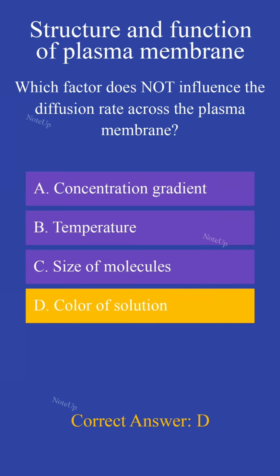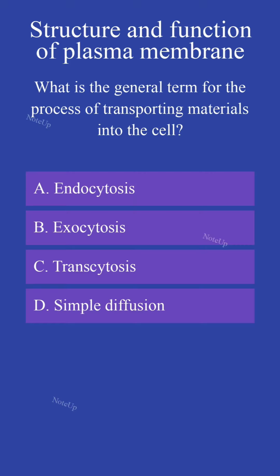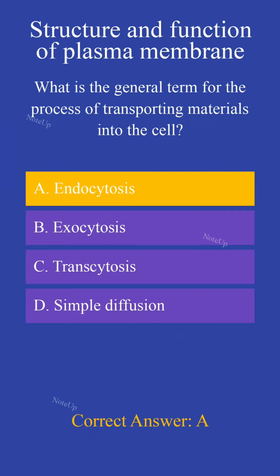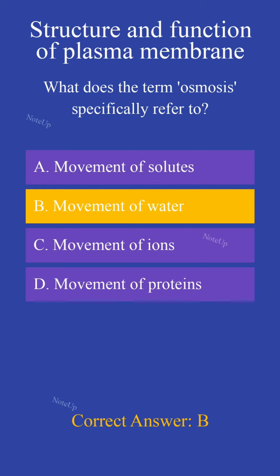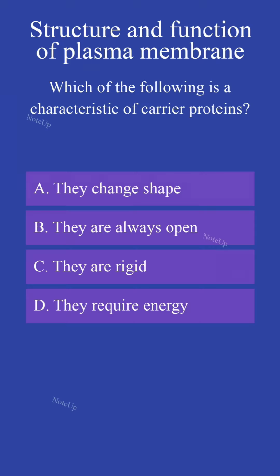Color of solution. What is the general term for the process of transporting materials into the cell? Endocytosis. What is the term osmosis especially referred to? Movement of water. Which of the following is a characteristic of carrier proteins?